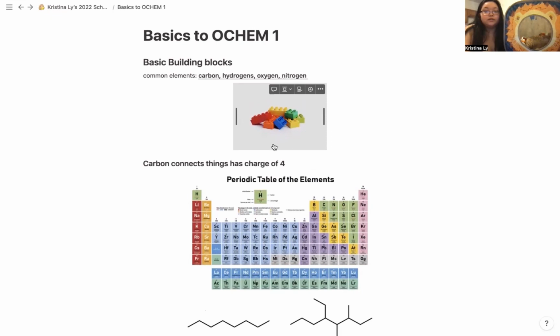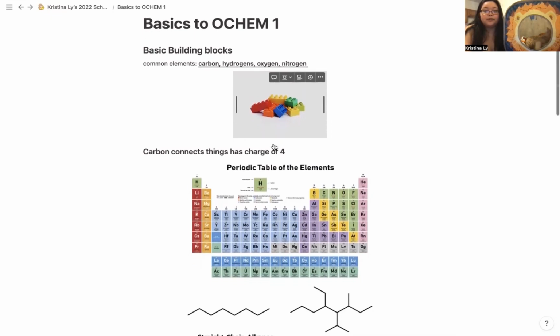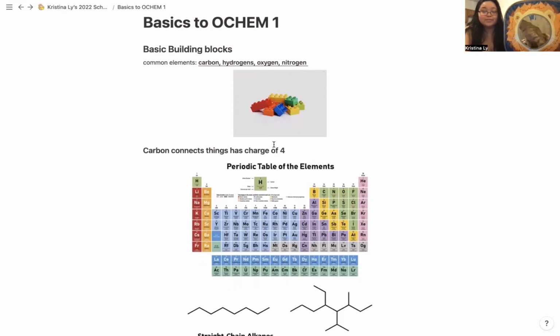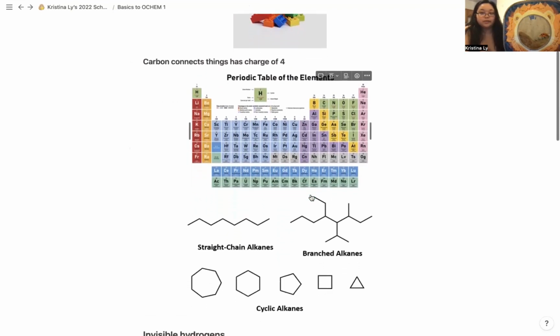The first thing you want to know about OChem in general is that everything is made of basic building blocks. Everything is made out of common elements, such as carbon, hydrogen, oxygen, and nitrogen. I feel like those are always used from OChem 1 and OChem 2. The most important element, I would say, is definitely carbon, and it links everything together. Keep note that it has a charge of 4.